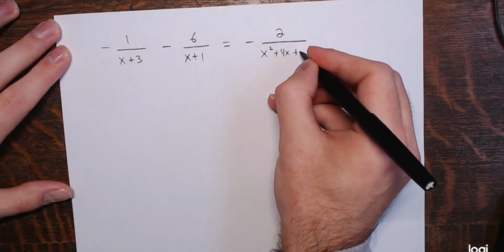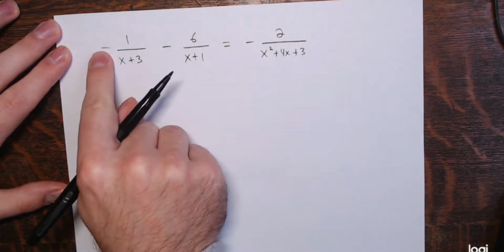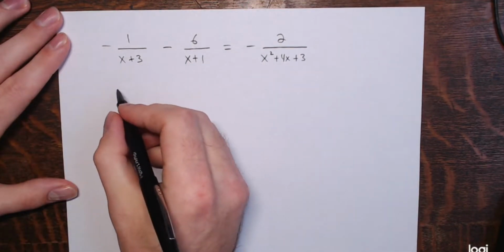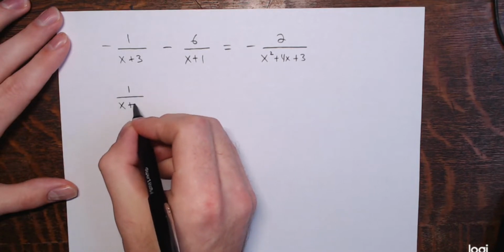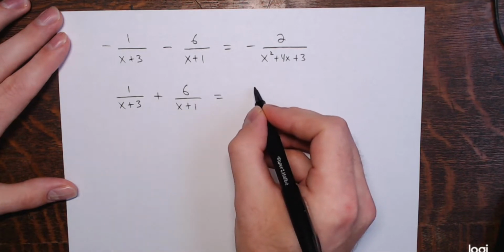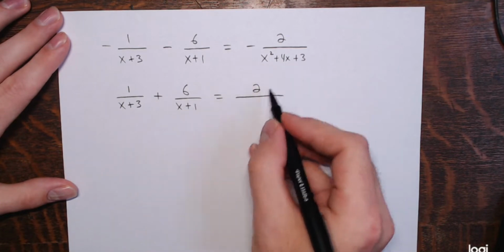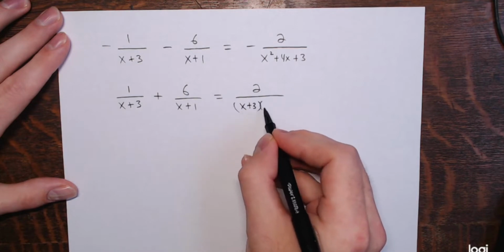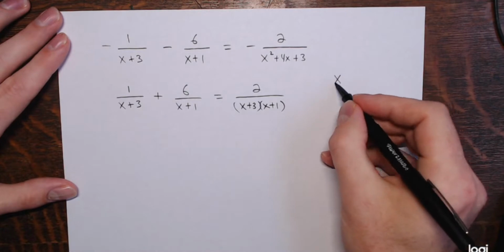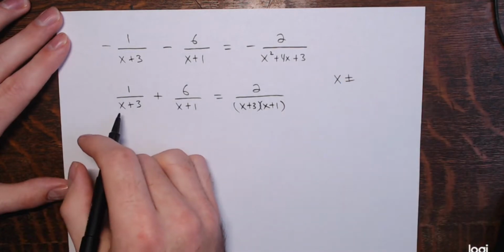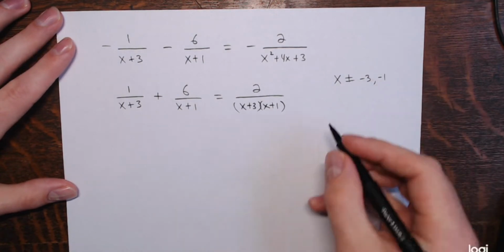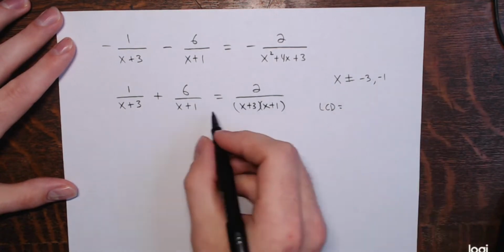Now, once again, I'm noticing every single term has a minus sign in front of it, so just to get rid of those, I'm going to multiply everything, both sides, by negative 1. So that's 1 over x plus 3 plus 6 over x plus 1 equals, and then positive 2 over, and then x squared plus 4x plus 3 is actually x plus 3 times x plus 1. All right, just the product of these two. Now the restrictions are easy, now that everything's factored. X can't be negative 3 or negative 1, because that'll make a denominator 0. The LCD, again, I'm hoping is obvious, is just x plus 3 times x plus 1.